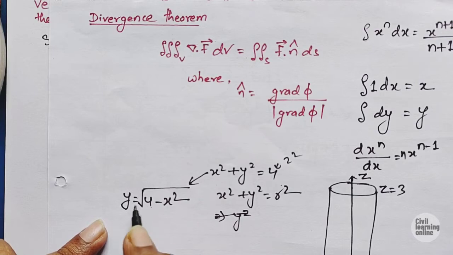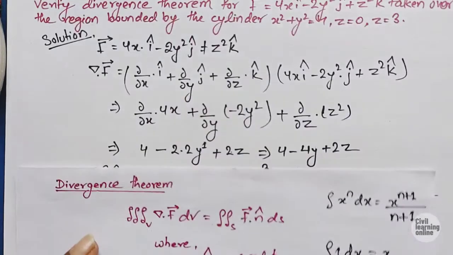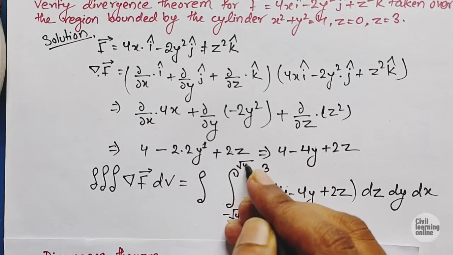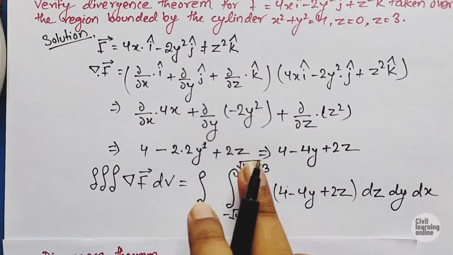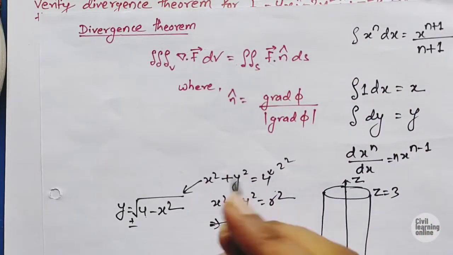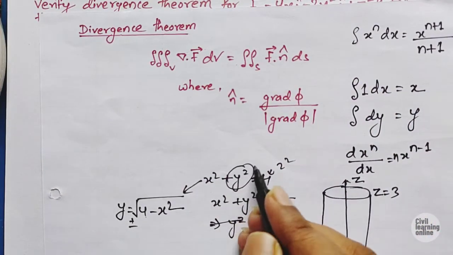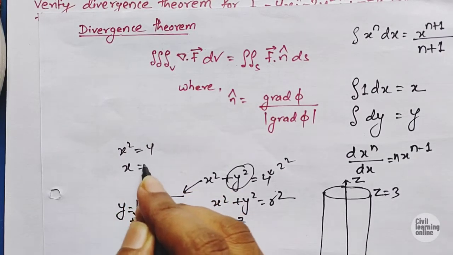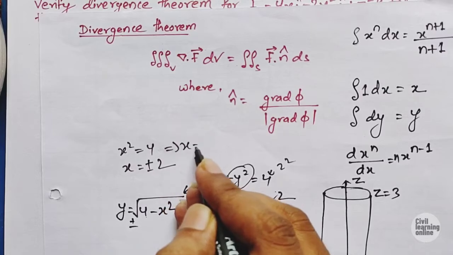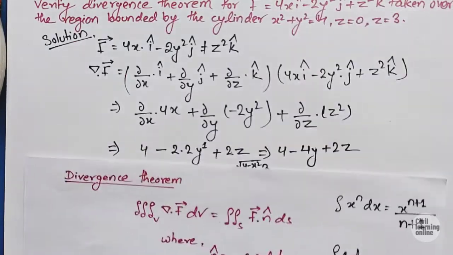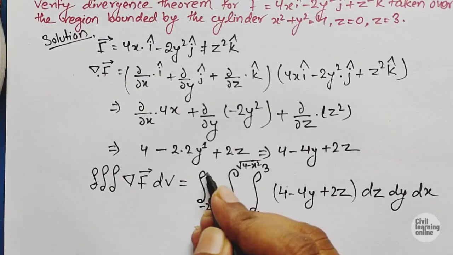So y equals root under 4 minus x square, and a root has two values, positive and negative, so it will have two limits: minus root under 4 minus x square, and positive root under 4 minus x square. This is the limit of y in terms of x. Now for getting the limit of x we need to put y equals 0. Then we have x square equals 4, so x equals root under 4, which gives plus minus 2. Now minus 2 to plus 2.